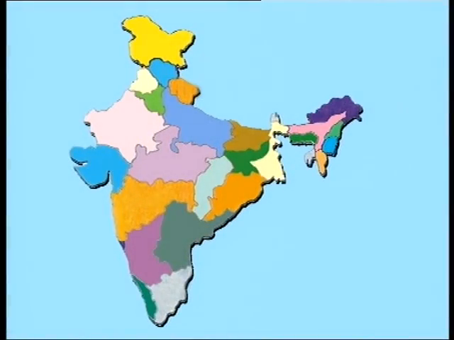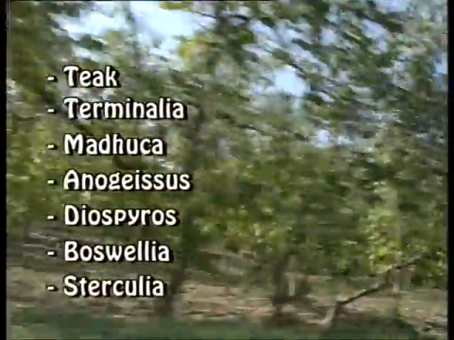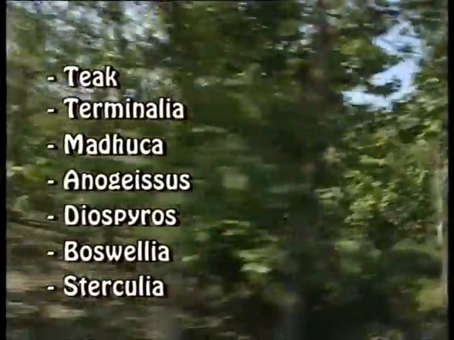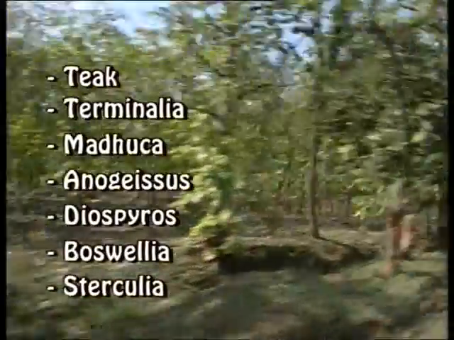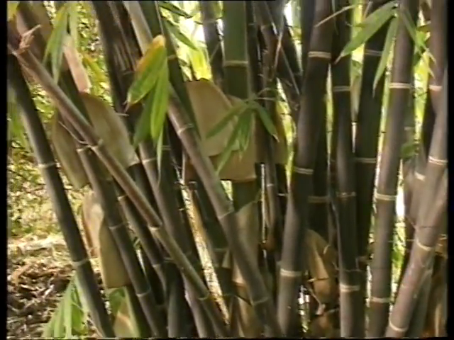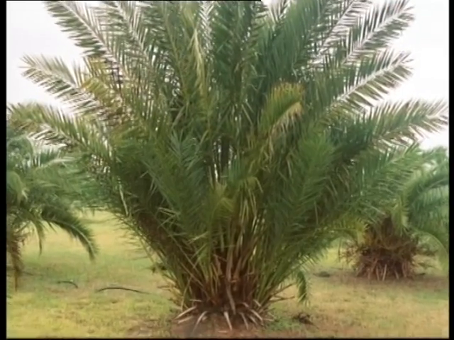Such forests are common in Madhya Pradesh, Gujarat, Maharashtra, Andhra Pradesh, Mysore, and Chennai. The common plants are teak, Terminalia, Madhuca, Anogeissus, Diospyros, Boswellia, and Sterculia. Dendrocalamus is common bamboo, while Phoenix sylvestris is common palm.